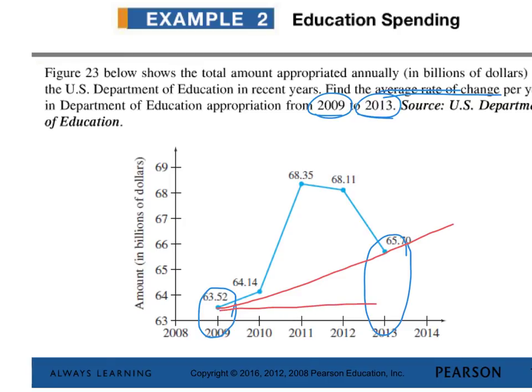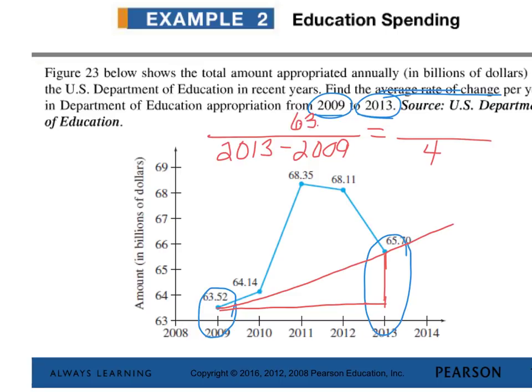And so over the distance of four years, because 2013 minus 2009 is 4 years, we see that the appropriations have gone from 63.52 in 2009 to 65.70 billion in 2013. And so using a calculator, we will calculate the difference. And we see that the difference in the appropriations is $2.18 billion.